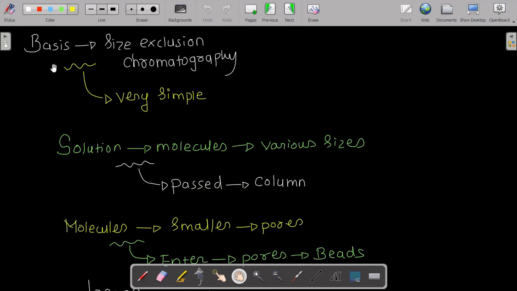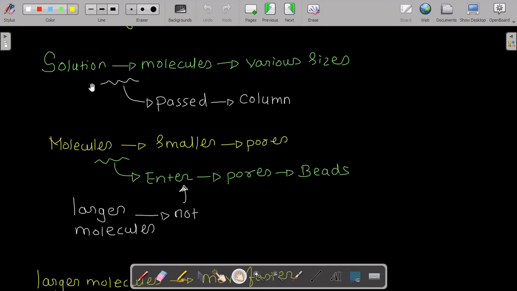Now, the basis of size exclusion chromatography is very simple. We take a solution which has molecules of various sizes and pass that solution through the column. The column has beads with pores. The molecules which are smaller than the pores will enter the pores of the bead, and the larger molecules will not enter the pores of the bead.